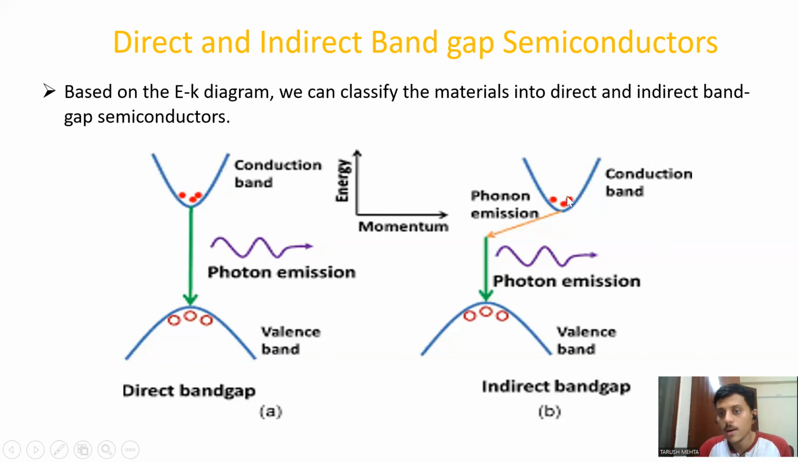Similarly, in an indirect band gap semiconductor, whenever an electron falls from the conduction band to the valence band, there is some momentum change. That momentum cannot be retained by a photon. So along with photon emission, we also have phonon emission, and actually phonon emission is more dominant in an indirect band gap than photon emission. So whenever we design any device that can emit light, we make use of a direct band gap semiconductor, because only in a direct band gap, after the recombination of the electron and hole pair, a photon can get emitted.